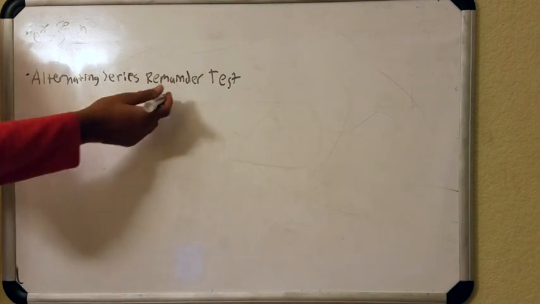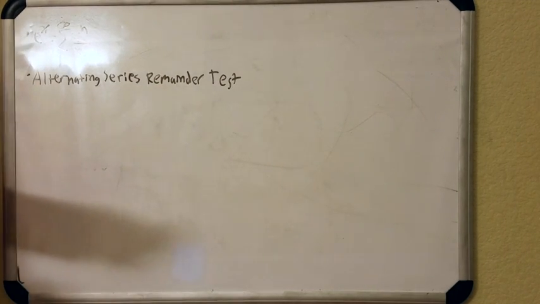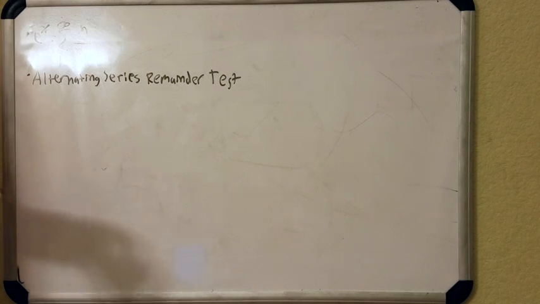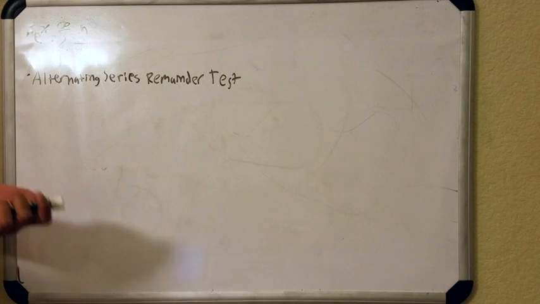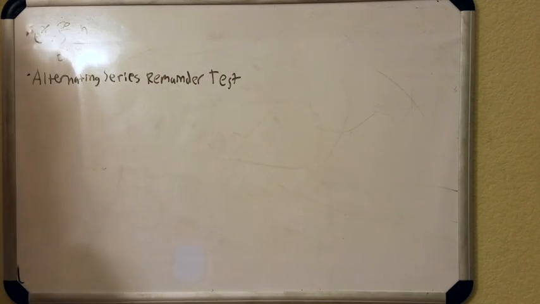And then for alternating series remainder tests, this would be a part of chapter 11 as well. I'm pretty sure it'd be 11.5. That's where you'd find alternating series remainder test problems.